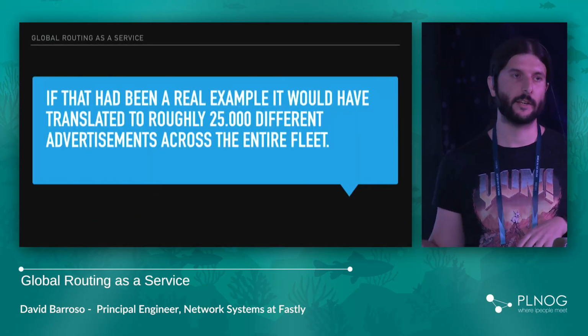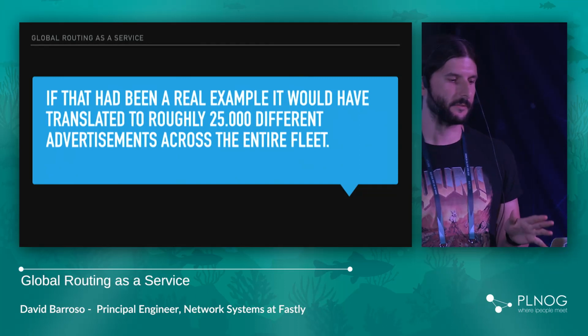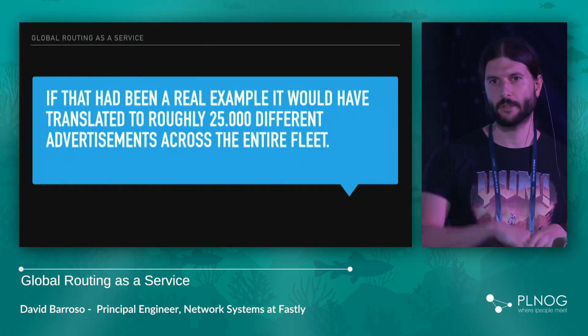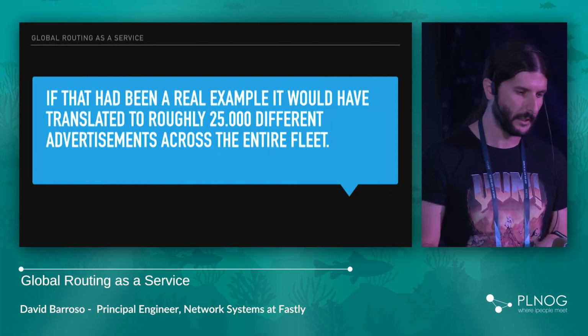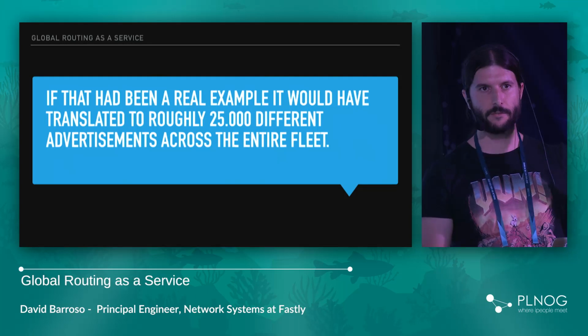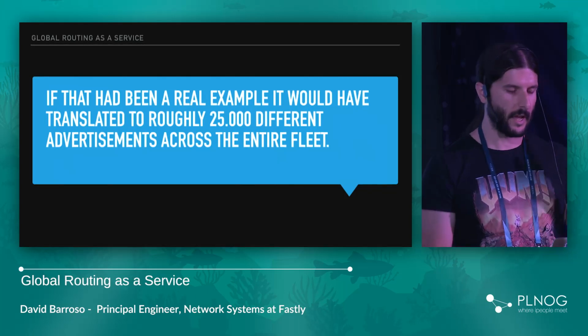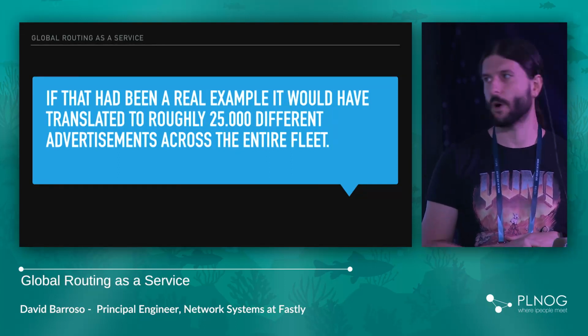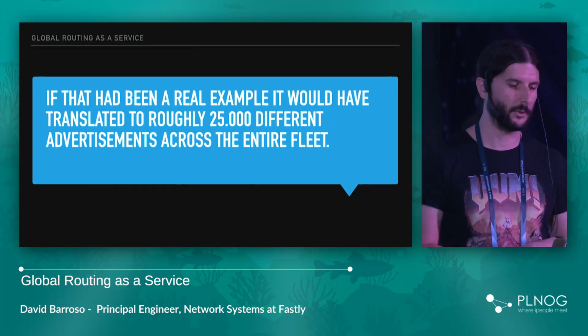If that had been a real example, it would have generated around 25,000 different advertisements across the entire fleet. So this is a huge improvement for network operators. They have a 10, 15 line YAML file, and that generates a massive amount of prefixes that they don't really have to care about.